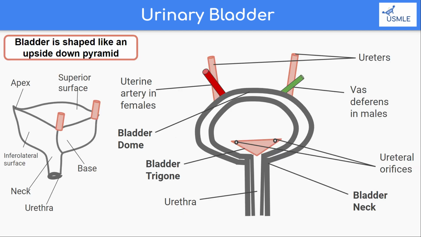Next important structure is the urinary bladder. Take a look at these images to orient yourself as to how the bladder is placed. On the left, we have an image showing that the bladder is shaped like an upside-down pyramid. It has a superior surface, an inferolateral surface, a base, and a neck. Image on the right is a frontal section showing the inside of the bladder. The inside of the bladder has a triangular-shaped area known as the bladder trigone. At the two corners of the bladder trigone, you can see two ureteral orifices.